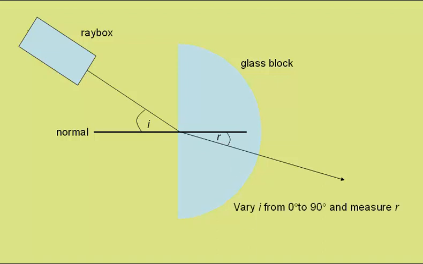What we need to do is vary the angle of incidence from 0 to 90 degrees, and for each of these measure the angle of refraction. The refractive index in going from material 1 to material 2 is given this symbol and is calculated from the sine of the angle of incidence over the sine of the angle of refraction. We can rearrange this to give that the sine of the angle of refraction is equal to 1 over the refractive index times the sine of the angle of incidence.